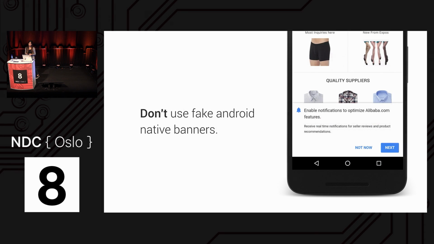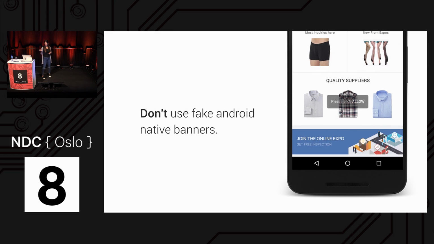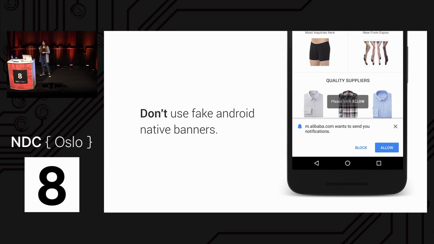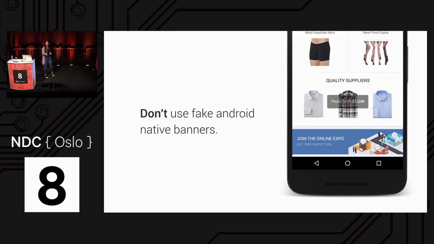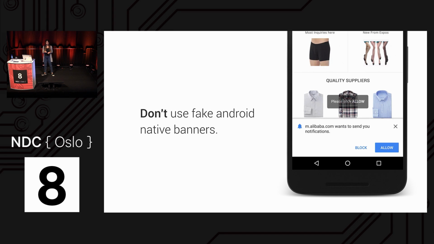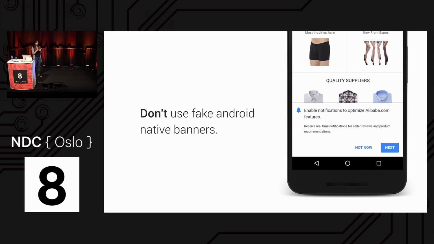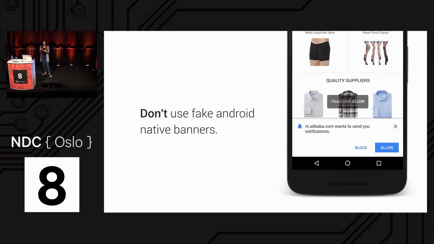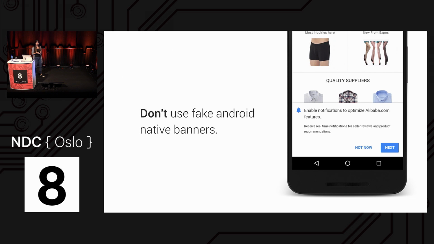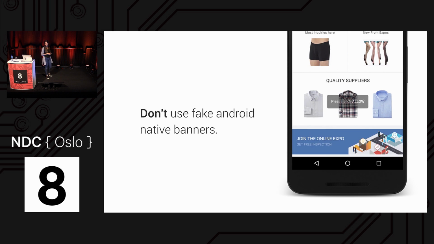And also, don't use fake Android native banners. I noticed this on Alibaba. They have this PWA, and I noticed that this is not a real native banner. This is a fake one. This is the real one. So they show this, and then they show the native one, which is confusing. And if you're familiar with the native banners, then you'll notice this, and it doesn't really build trust with the user. So make sure not to do that.